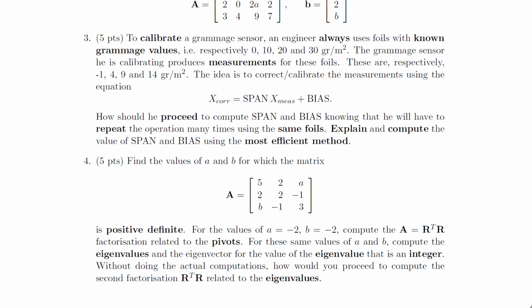The fourth question is also a typical question that you will find in the exams of previous years. You're given a matrix that depends on two parameters A and B, and you have to find the values of A and B for which this matrix is positive definite. Then for given values for which this matrix A is positive definite, you have to find the factorizations A is equal to R transpose R, one related to the pivots and one related to the eigenvalues.